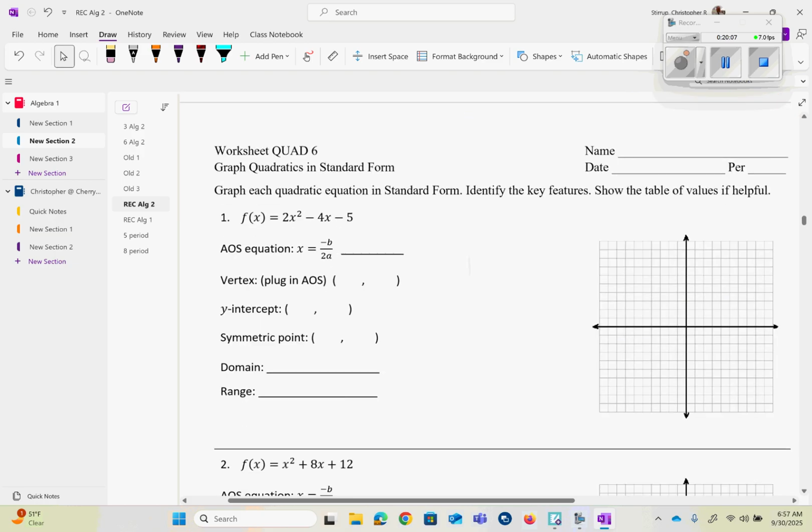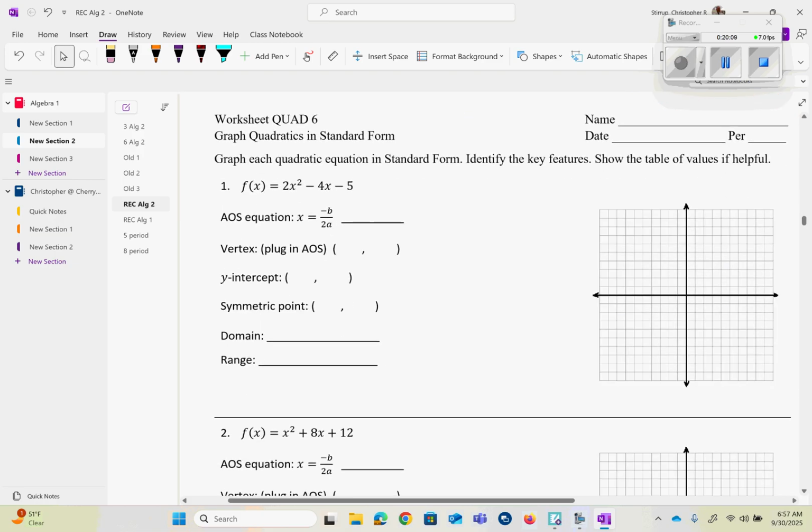Here's your quad 6 worksheet. So again, you're working this. So our a value is 2, our b value is negative 4, my c value is negative 5. So I'm going to get negative negative 4 over 2 times 2. So that's going to give you 4 over 4, which is 1. Plug this back in to get my vertex. That's going to be 2 times 1 squared, which is 2, minus 4 minus 5. So that's negative 7. So 1, negative 7.